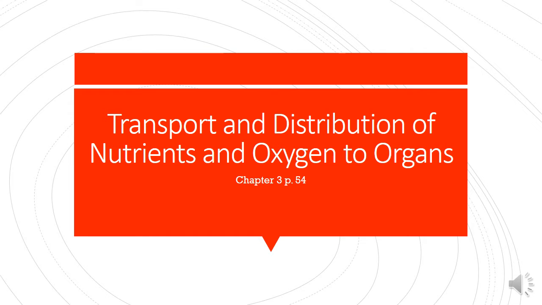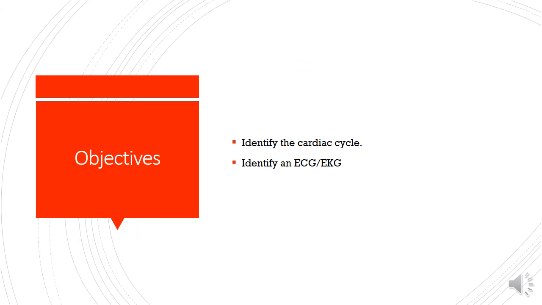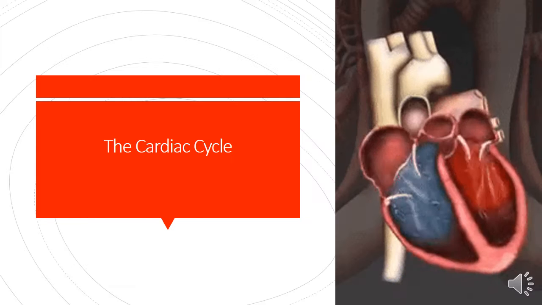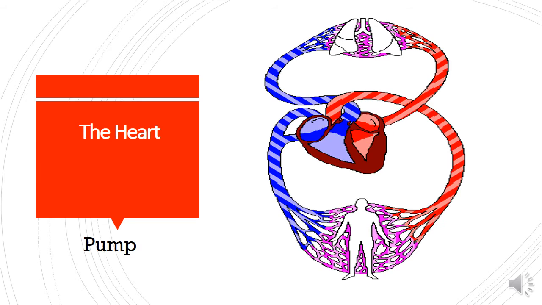Today we're going to continue our chapter about the transport and distribution of nutrients and oxygen to organs. We're still working on activity 1, heart and the cardiac activity. This is page 56 and 57 in your book. Today's objectives are to identify the cardiac cycle and identify what an ECG or an EKG is. So today we're going to start talking about the cardiac cycle.